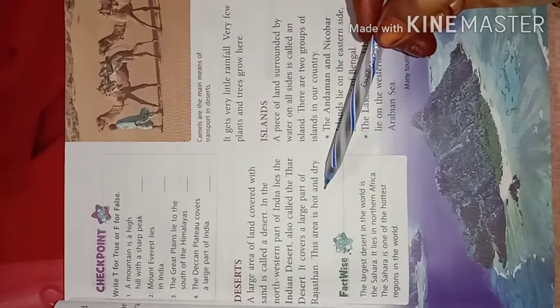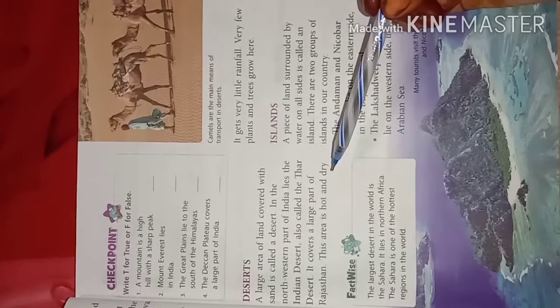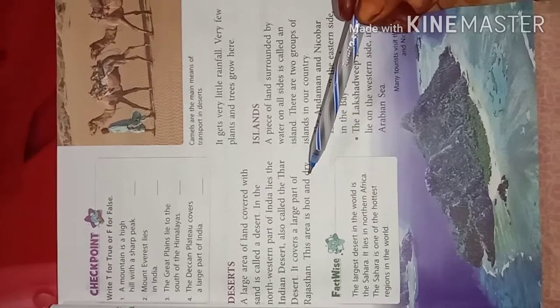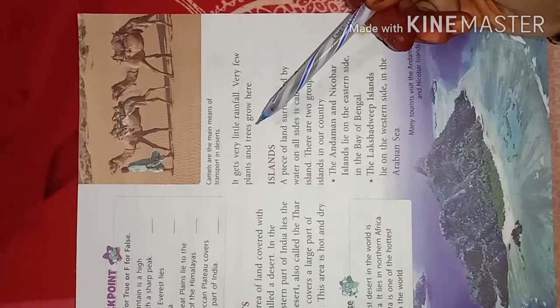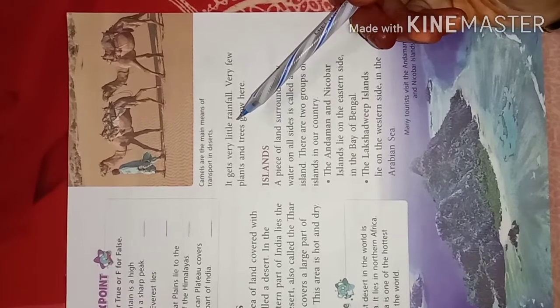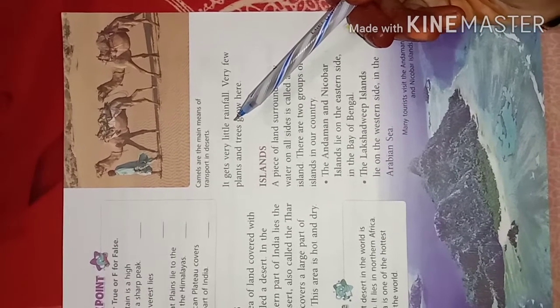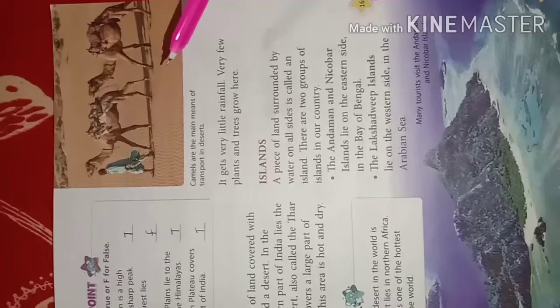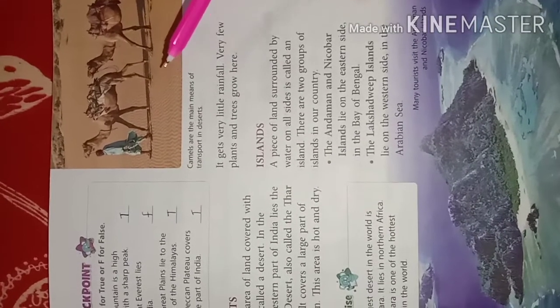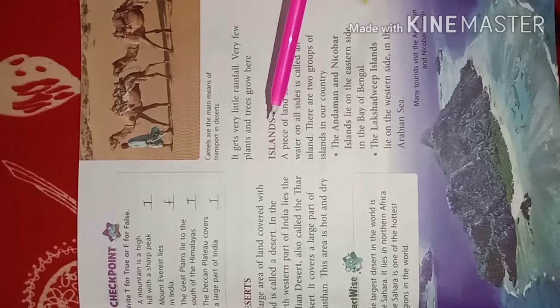This area is hot and dry. So in this area we can see a very hot climate. It gets very little rainfall and very few plants and trees grow here. Why do they have little rainfall? Because the climate is very hot and there is no water. So the trees can't get sufficient water to grow. That's why we can see very few trees and plants there.